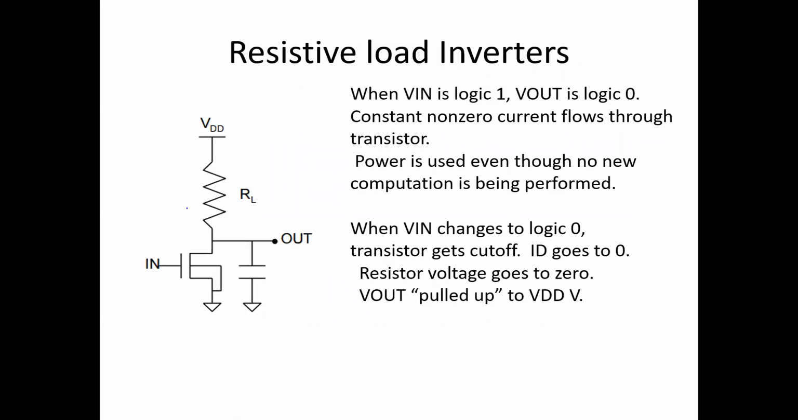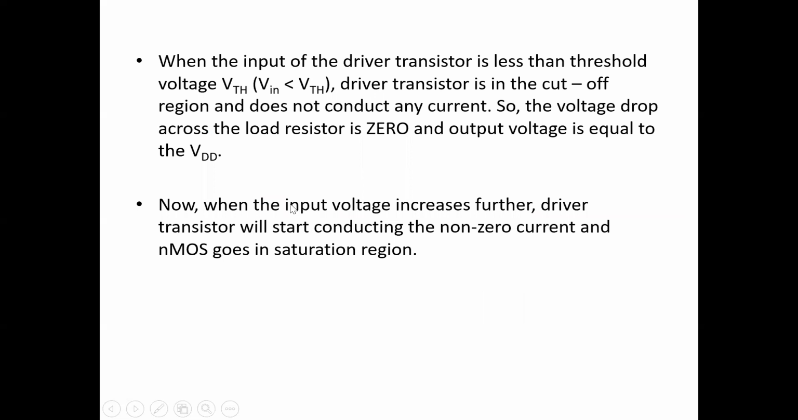Next, coming to the different types of inverters. The first inverter would be the resistive load inverter. Resistive load here means in the place of pull-up, a resistance is connected, and it acts as a load here. So it is a resistive load inverter. And here it behaves like a depletion type inverter itself. When Vin is 1, this transistor is on and output is 0. When this is 0, output through the resistor will be connected to VDD. But here the transistor will have more power dissipation.